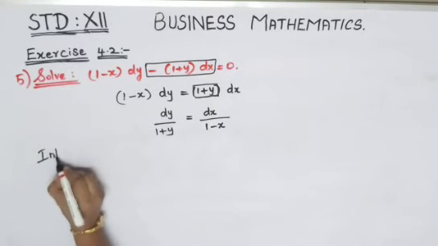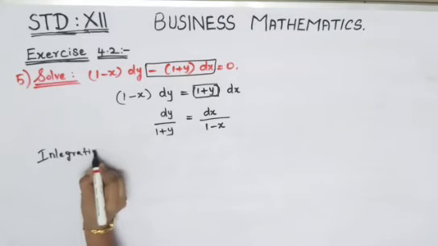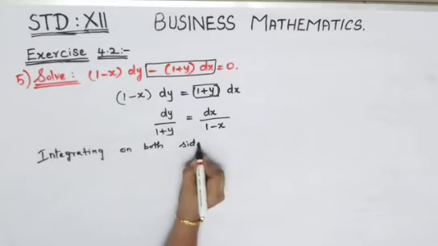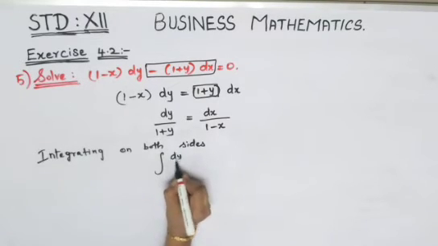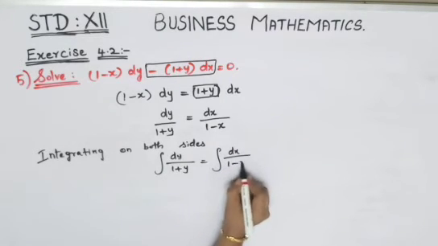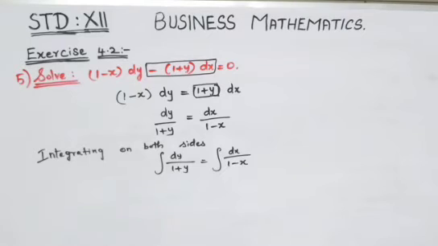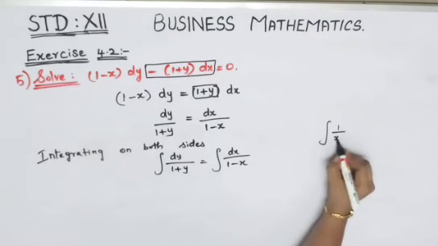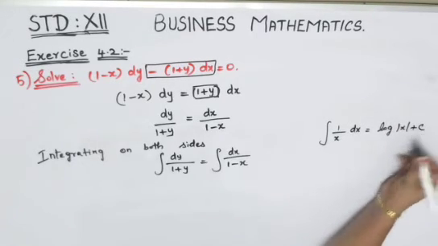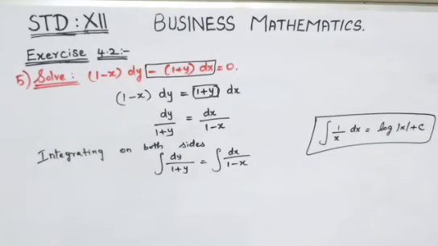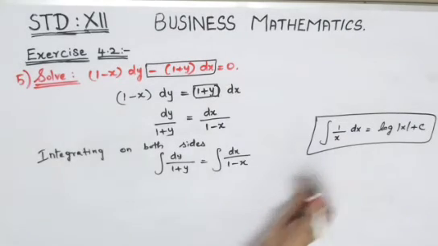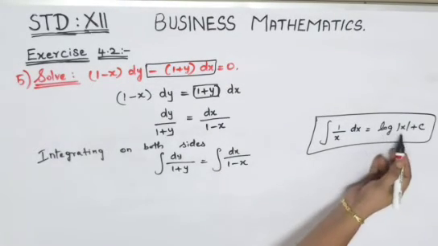So integrating on both sides. Integral dy divided by 1 plus y is equal to integral dx divided by 1 minus x. Now you will have to go for integration. So the integral formula is integral of 1 by x into dx is equal to log x plus c. So this formula you can use. So what you will get is, integral here dy divided by 1 plus y is there. So in the place of x replace 1 plus y. So what you will get here is log of 1 plus y.